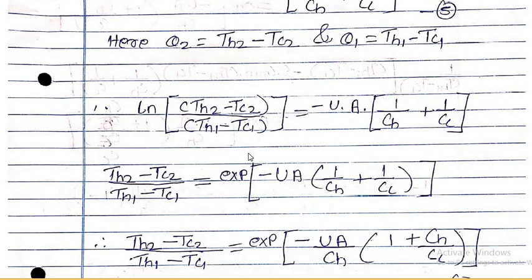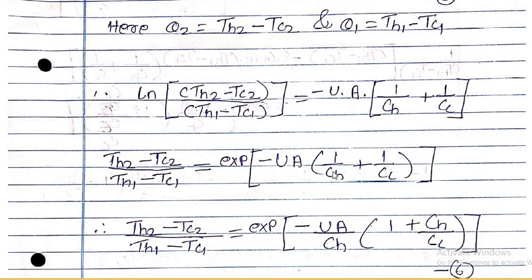So if you remove the logarithmic term from this side, and transfer that logarithmic term to this side, it becomes the exponential term. So (Th2 - Tc2) / (Th1 - Tc1) = exp[-UA(1/Ch + 1/Cc)].